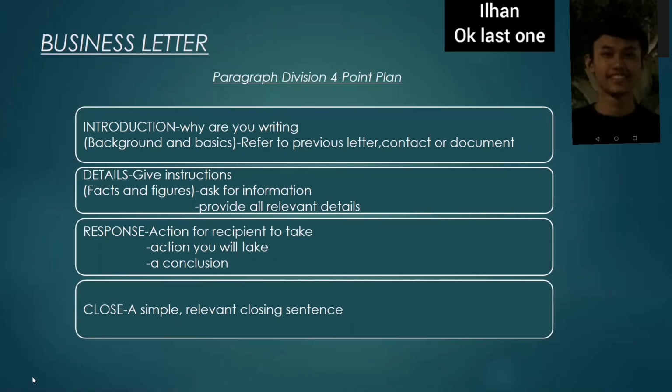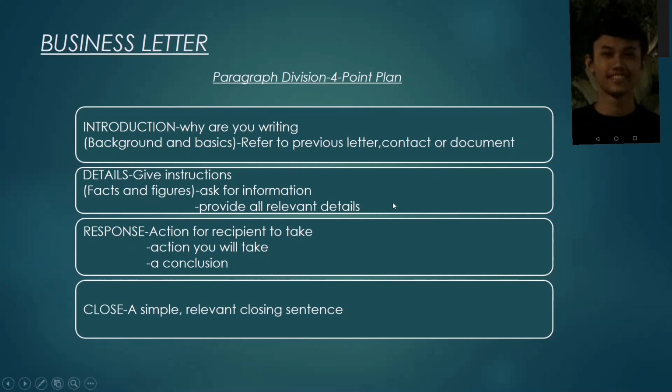Business letter paragraph division, four point plan. Introduction: why are you writing? Background: basic reference to a previous letter, contact, or document. Details: give instructions, facts and figures, ask for information, provide all relevant details. Respond: action for the recipient to take, action you will take. A conclusion: close with a simple, relevant closing sentence.